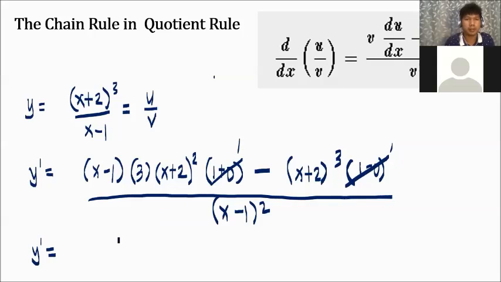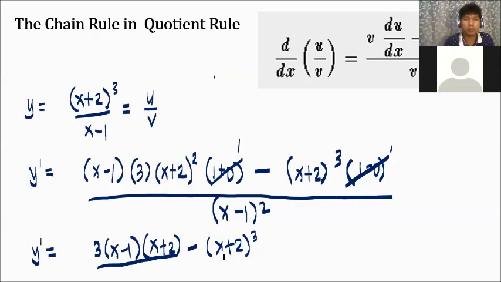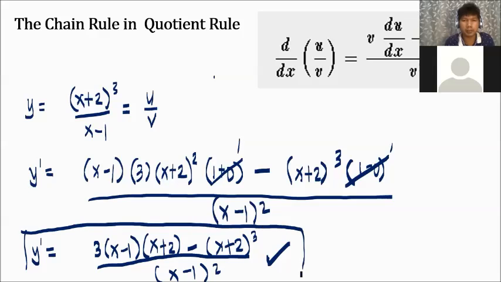So we delete that. So our final answer is 3x minus 1, x plus 2, minus x plus 2, then cube, over x minus 1, then squared. So we can further simplify this, but I think we can stop here, because if we try to simplify this one, it gets complicated. Okay? Let me give you another example.